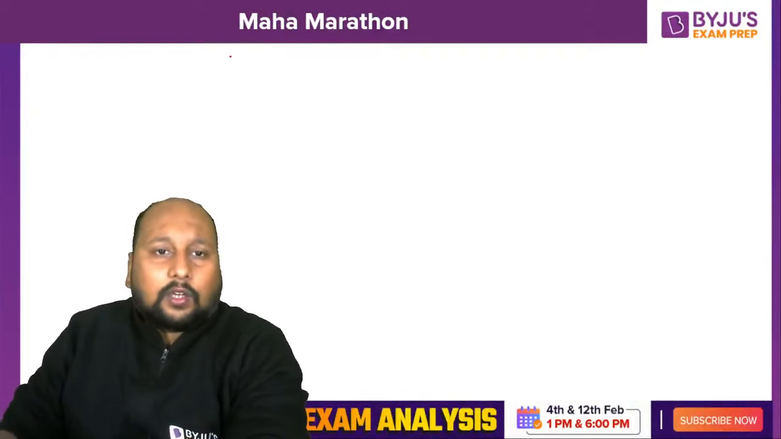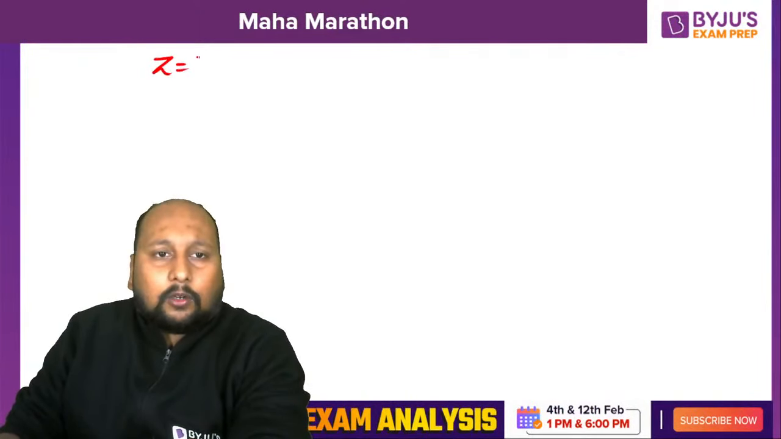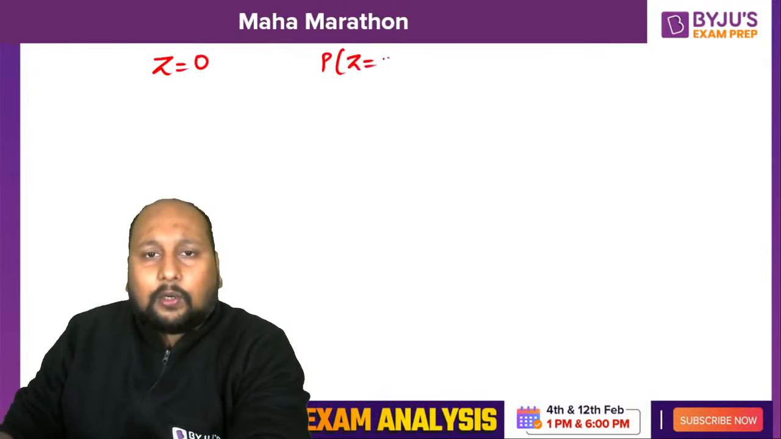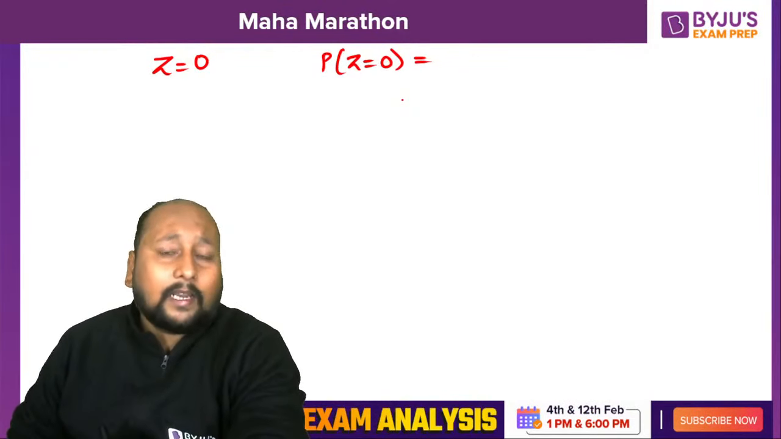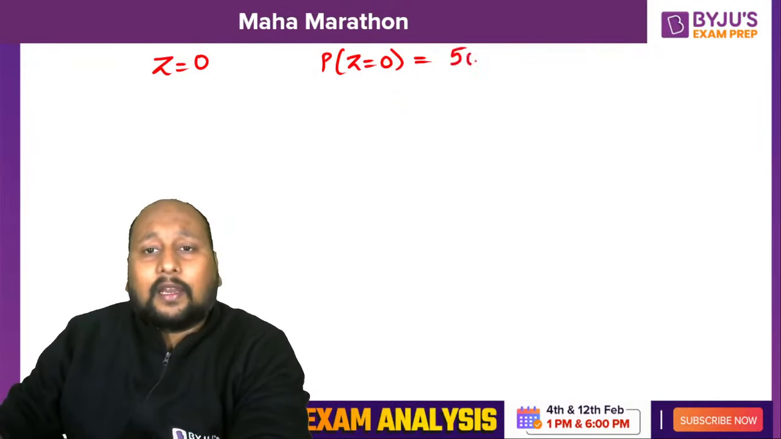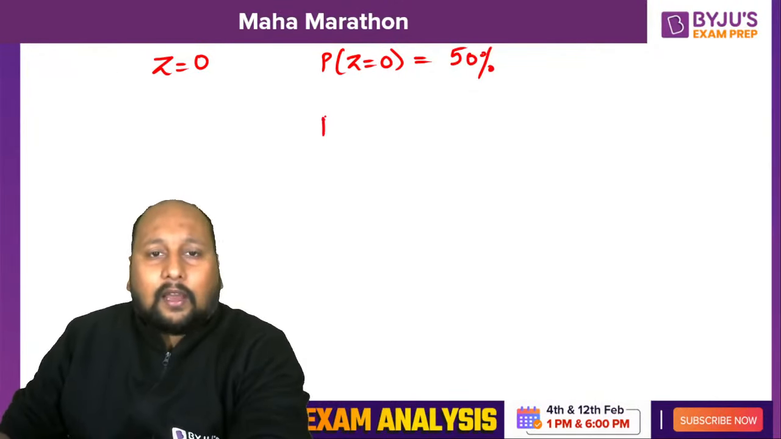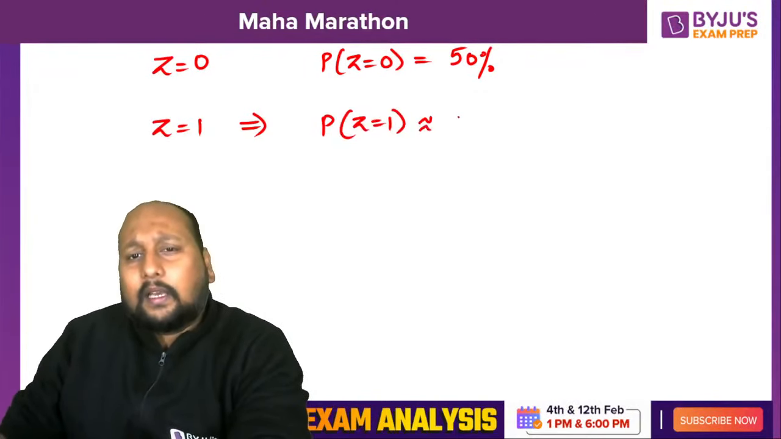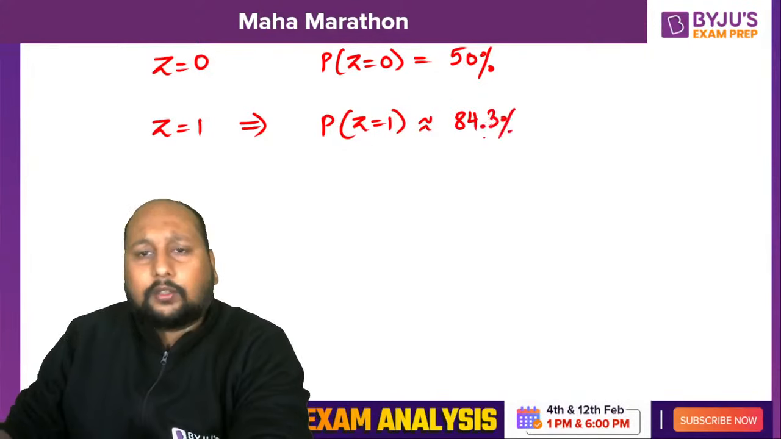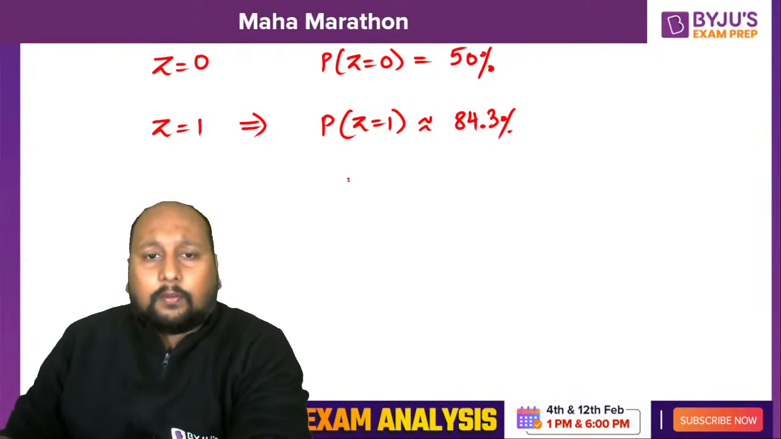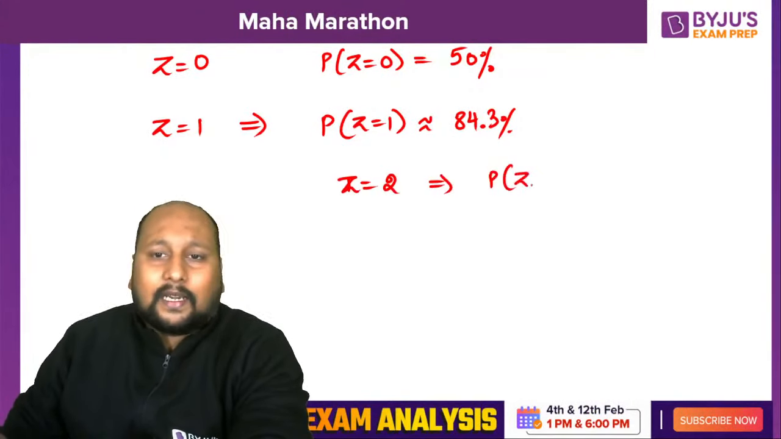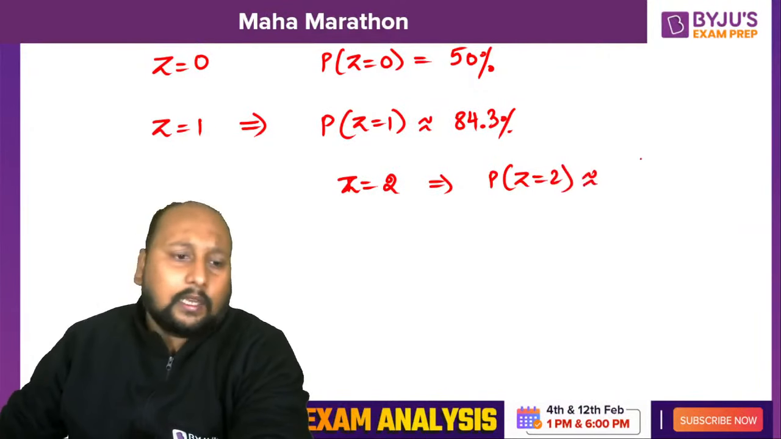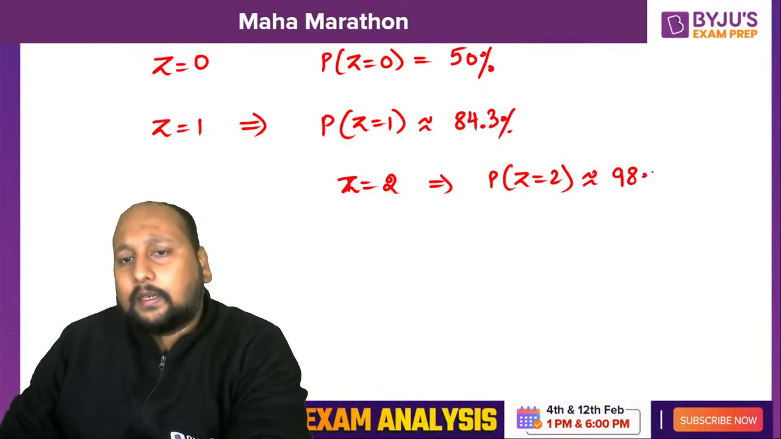Now we have already seen that when Z is equal to 0, what is the probability? Anyone? What is the probability when Z equals 0? It is directly 50%. When Z is equal to 1, the probability is approximately 84.3%. If I talk about Z equal to 2, the probability is approximately near about 98%.